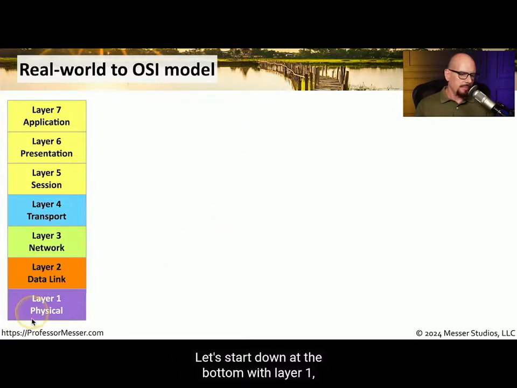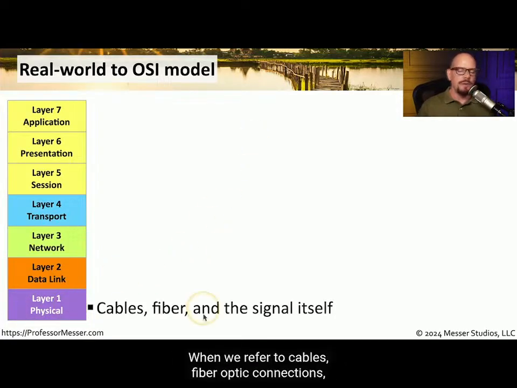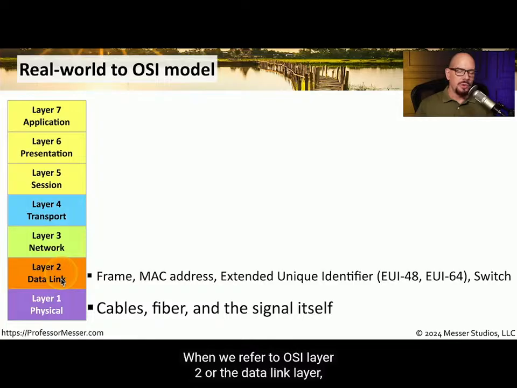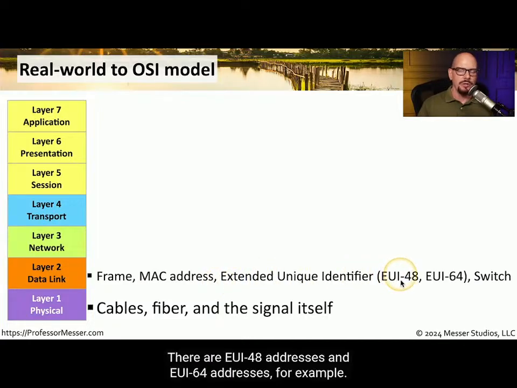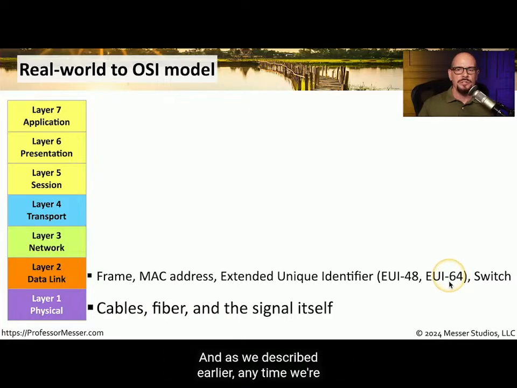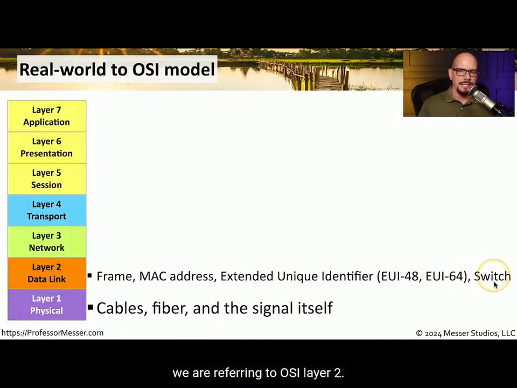Let's start down at the bottom with Layer 1, or the physical layer. When we refer to cables, fiber optic connections, the signal going across those connections, or a wireless network, then we're operating at OSI Layer 1, or the physical layer. When we refer to OSI Layer 2, or the data link layer, then we're talking about Ethernet frames, MAC addresses, or addresses referred to as Extended Unique Identifiers, or EUI. There are EUI-48 addresses and EUI-64 addresses, for example.